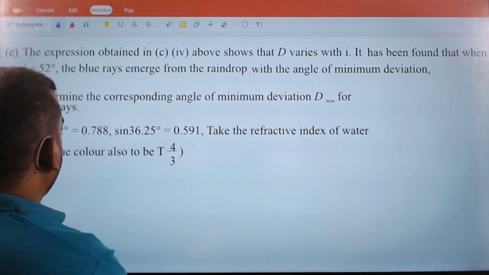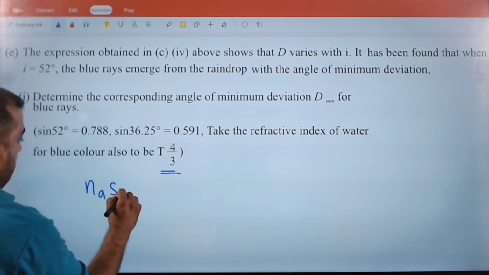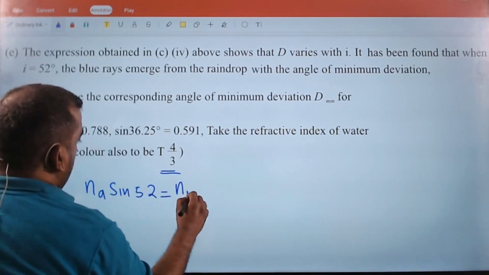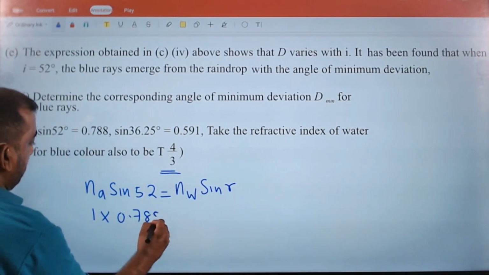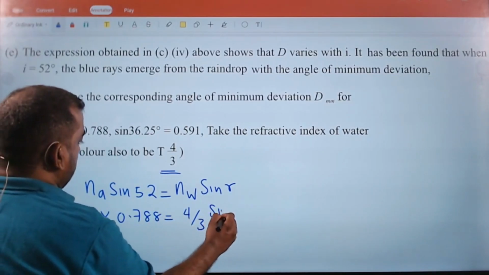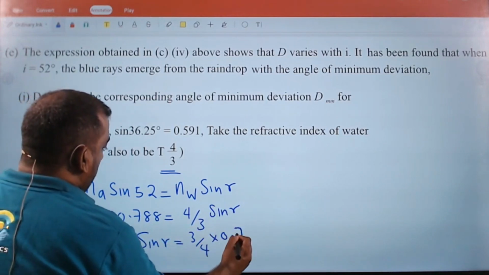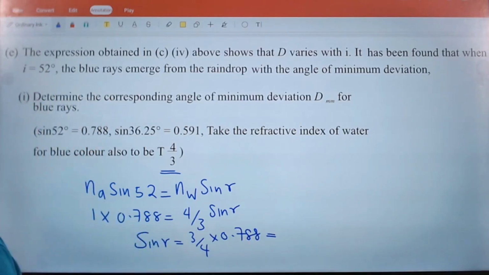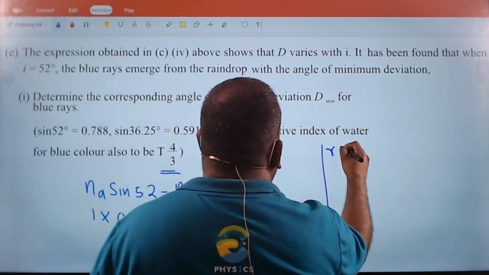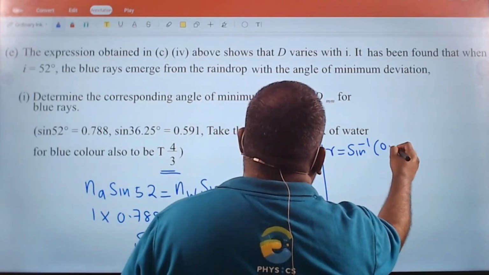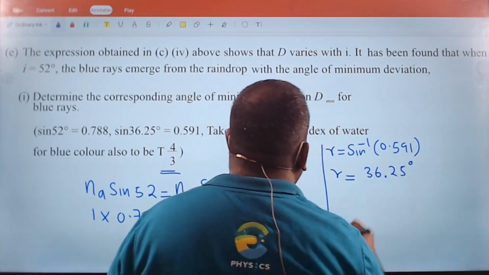The refractive index for blue color is 4/3. So n_A sin 52 equals n_W sin R. Sin 52 is 0.788, equals 4/3 sin R. Sin R is equal to 3/4 times 0.788. This will give you 0.591. R is equal to sin inverse 0.591. R will give you 36.25 degrees.